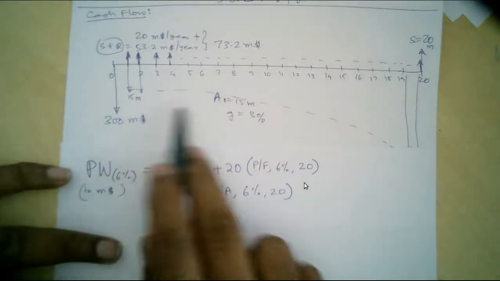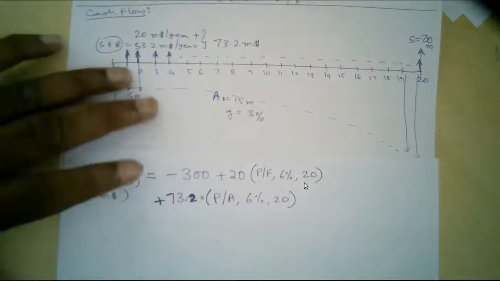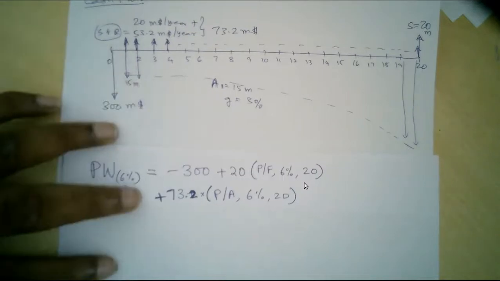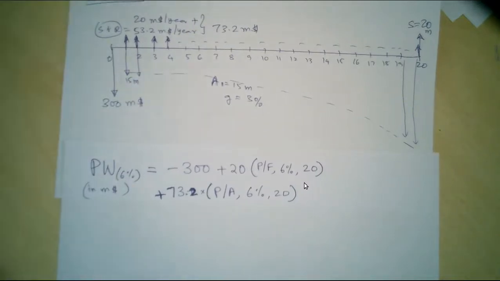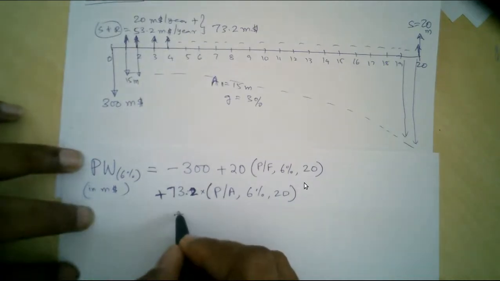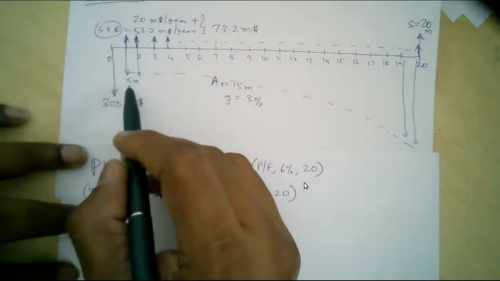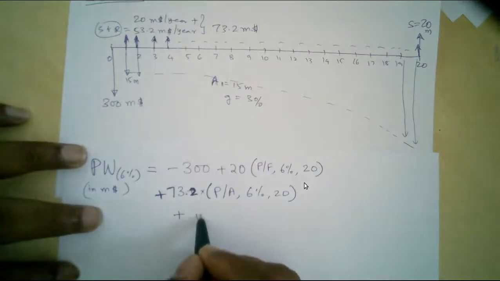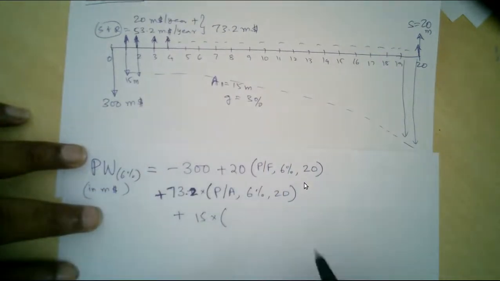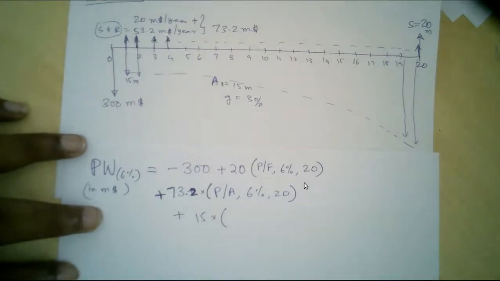Now coming to the gradient. Okay. So for the gradient, what is the formula? Because I don't have this kind of sheet for the gradient, I'll just go by the formula. Okay. So here, what is the first payment? First payment is A1, okay, $15 million. The first payment, here the formula is something like this. Let me show you.